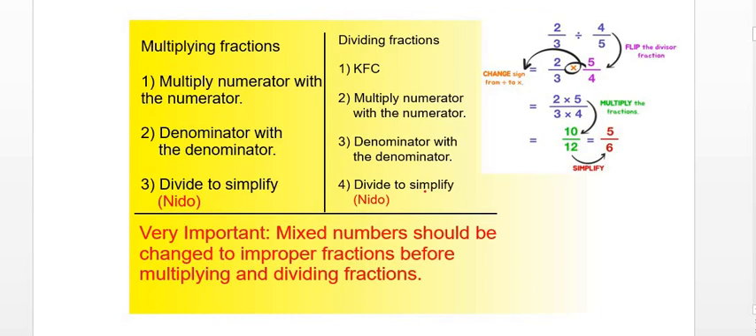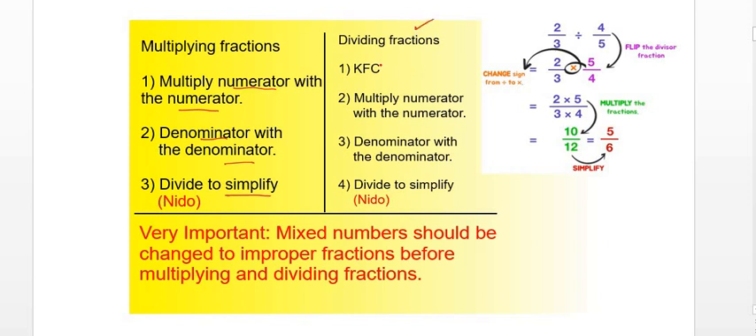So let's start. In my last video, I explained how to multiply the fractions. To multiply the fractions, we always multiply the numerator with the numerator and denominator with the denominator, and then the final fraction that we get, we have to simplify if possible, or if it's an improper fraction, we have to change it into a mixed number. This is the way we multiply the fractions.